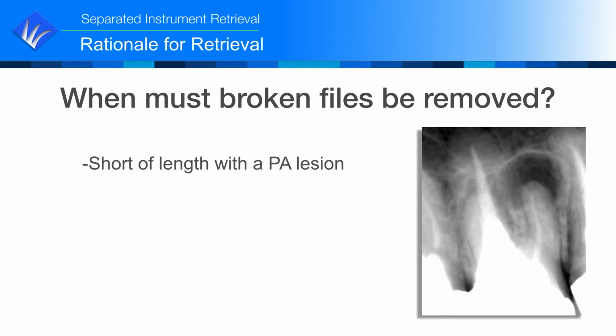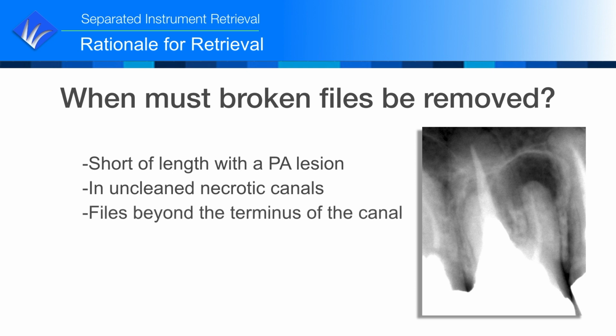Broken files in infected canals with PA lesions, especially those short of length, need to be retrieved for the case to have a predictable outcome. Broken files that extend beyond the terminus in infected canals require retrieval. Finally, broken files that prevent adequate obturation in necrotic cases that have a lot of accessory anatomy must be retrieved to allow complete root canal therapy to full apical and lateral extents of the root canal system.